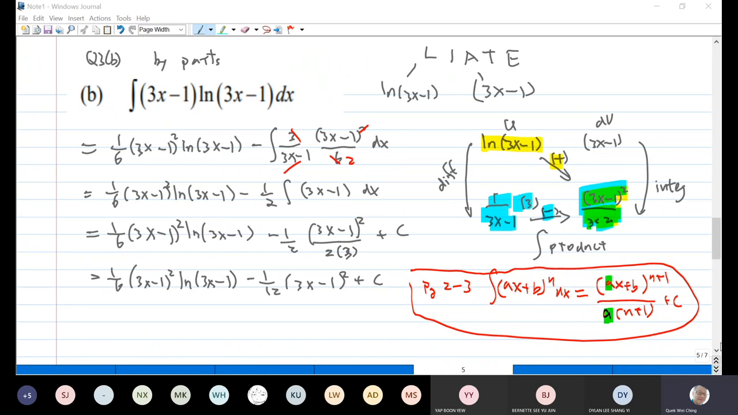Okay, so this is actually question 3b, right? So how to do integration by parts this way? I think this one is considered harder than usual because of the integration involved.